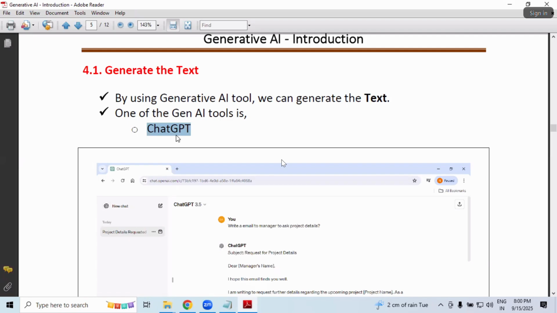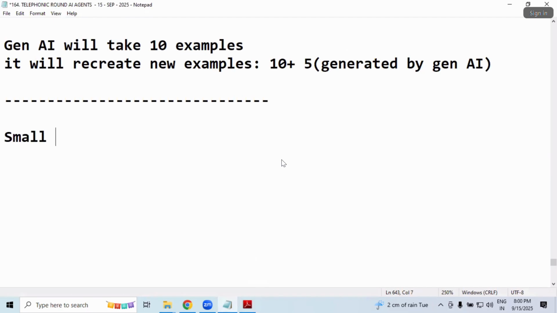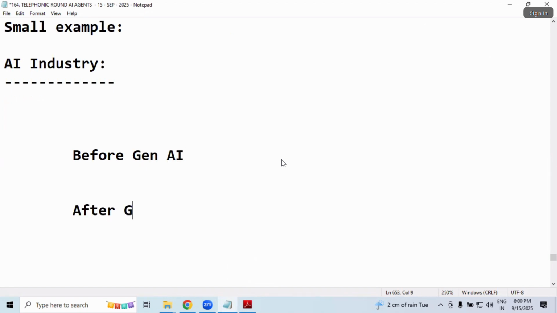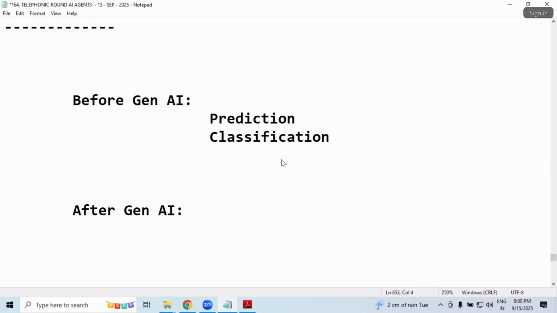Let me tell you, sir, let me take one small example. Maybe I'm not sure whether I covered it or not. The whole AI industry: before Gen AI, and the next one, after Gen AI. Before Gen AI, our task would be prediction. The next one, classification.